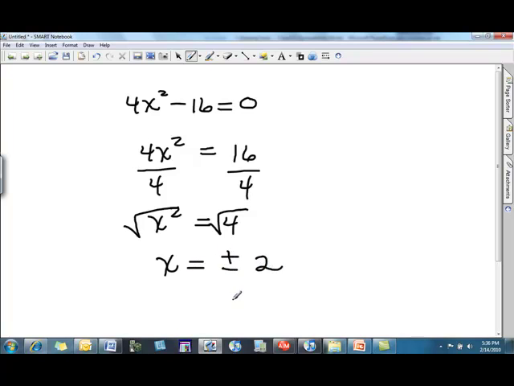And that's what this little symbol means. It means there are really two answers, a +2 and a -2. So we could go about that one either way.